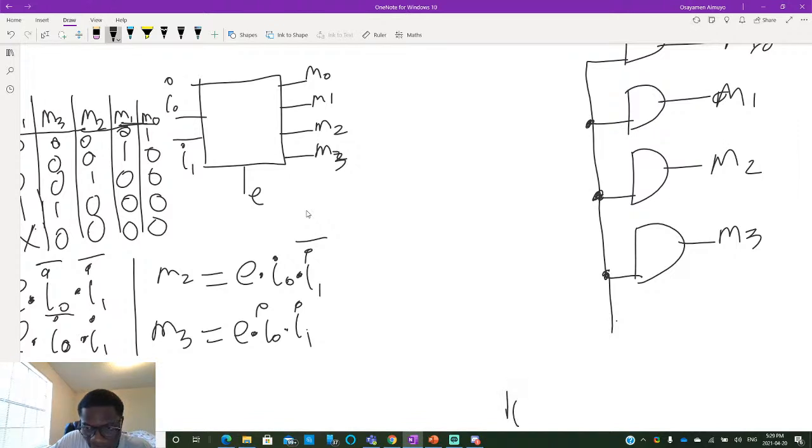So let's say this is I0, so our inputs, I0, I1, and you have your NOT gates.